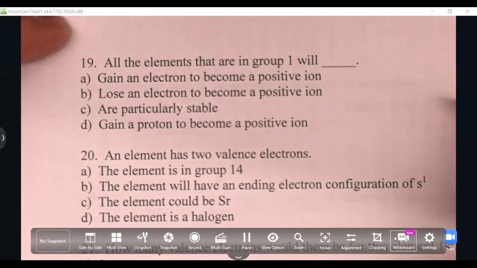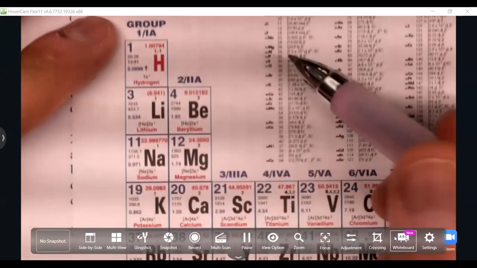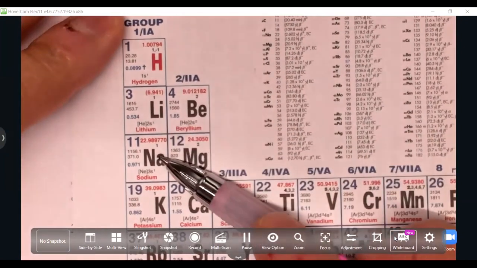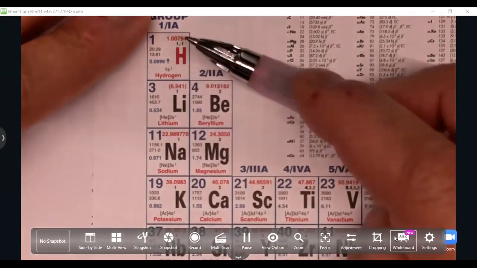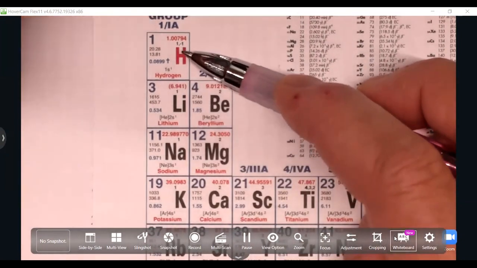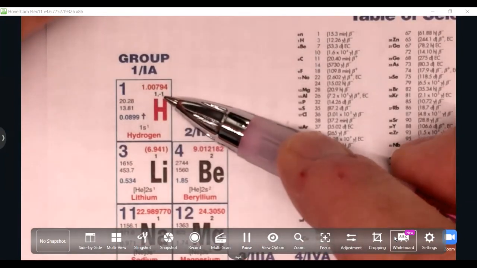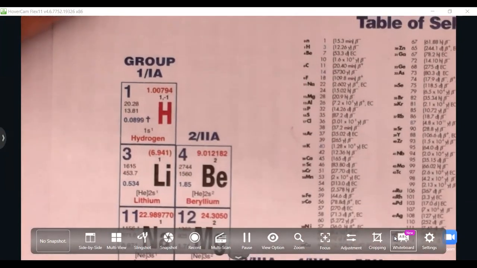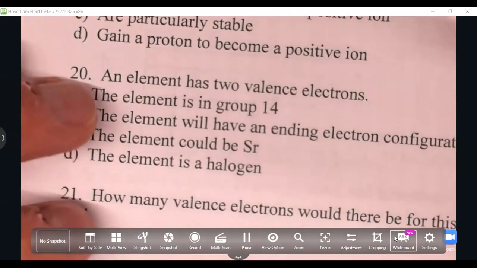All right, all of the elements in group 1. So the elements we're talking about in group 1: hydrogen, and then lithium, sodium, potassium, rubidium, cesium, francium. All of them, we'll talk about why hydrogen is a -1 for hydride, but +1, +1, +1, +1, +1, +1. In order to have a +1 charge, we've got to lose an electron, right?